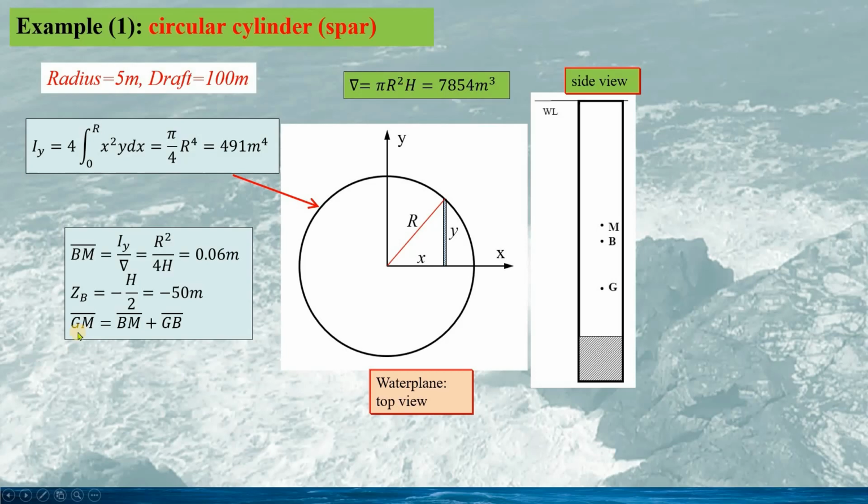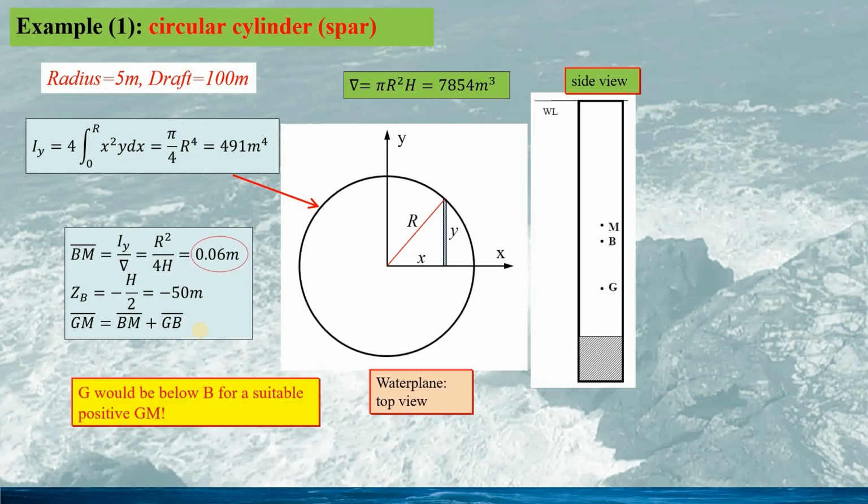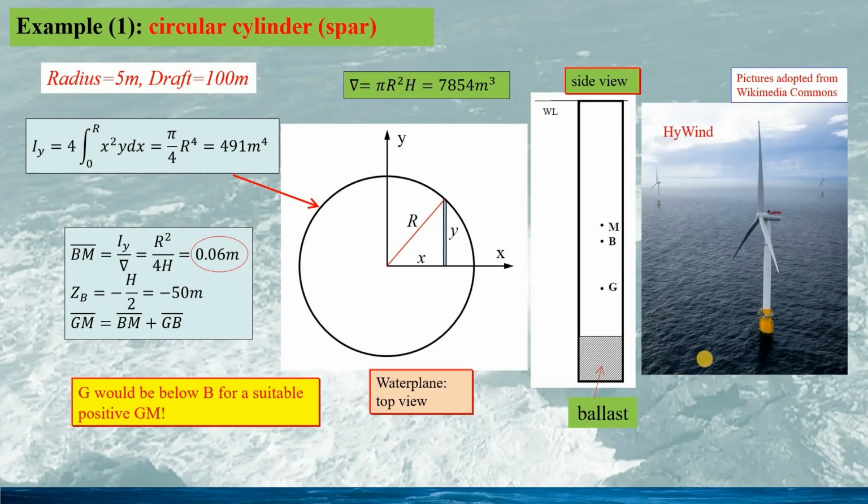So we can calculate the inertial metacentric height Gm given by Bm plus Gb. If we want to make suitable stability for this floating spar, the center of gravity should be below the center of the buoyancy. See this figure. To make the center of gravity lower, the ballast would be put at the bottom of the spar here. As an example, a famous floating wind turbine called Hywind is such a floating spar.